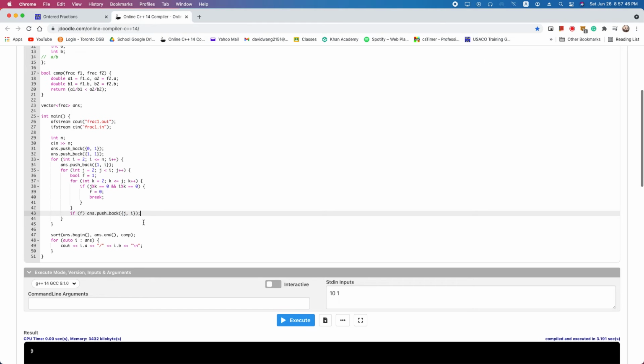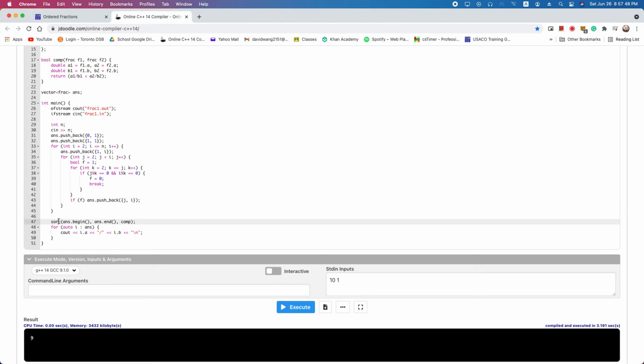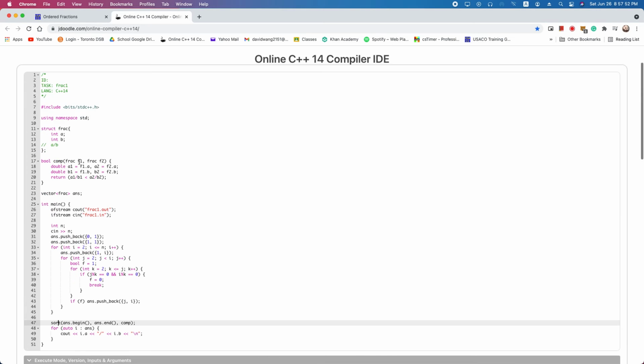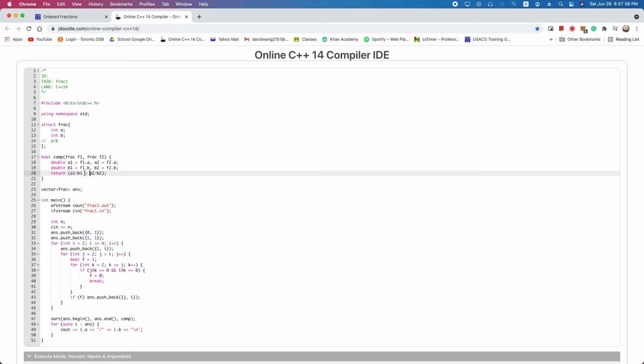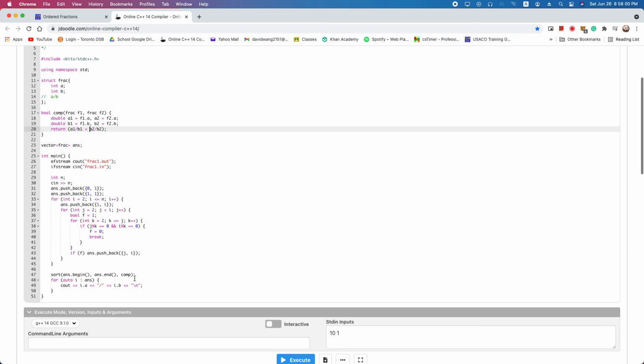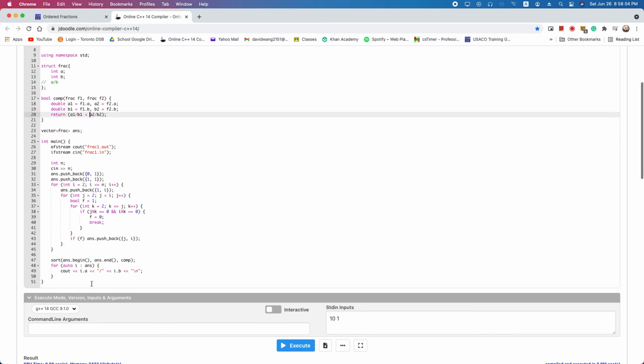And if this fraction cannot be simplified, then you just push back this new fraction. At the end, you sort the list of answers. Here's the comparing function for you to compare which fraction is bigger, so then it will sort it properly. And then at the end, you print out all the answers for this question.